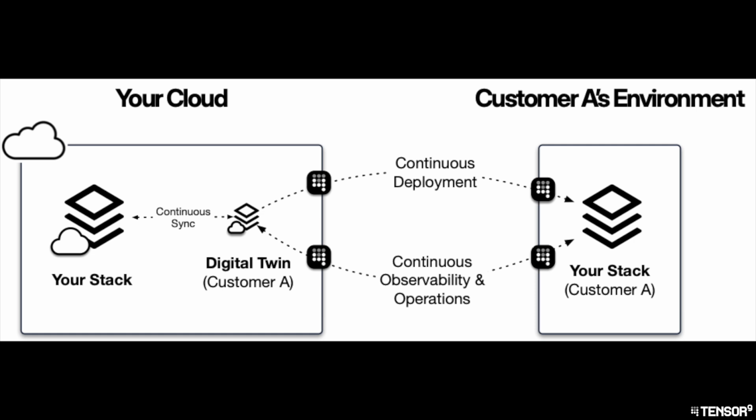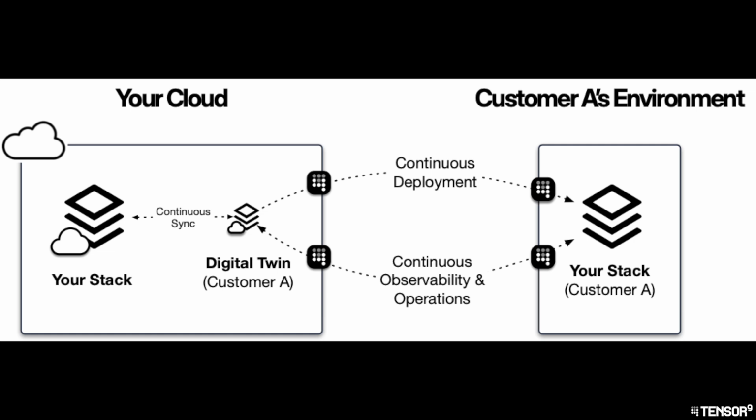Tensor9 reads your infrastructure as code and creates deployable appliances for any customer environment. The key innovation is our digital twin technology. For each customer deployment, we maintain a digital twin in your cloud that mirrors their stack. You deploy changes to your stack, perform a Tensor9 release, which triggers updates in the customer environment. Logs and metrics flow back through the twin, giving you full observability without accessing customer data.